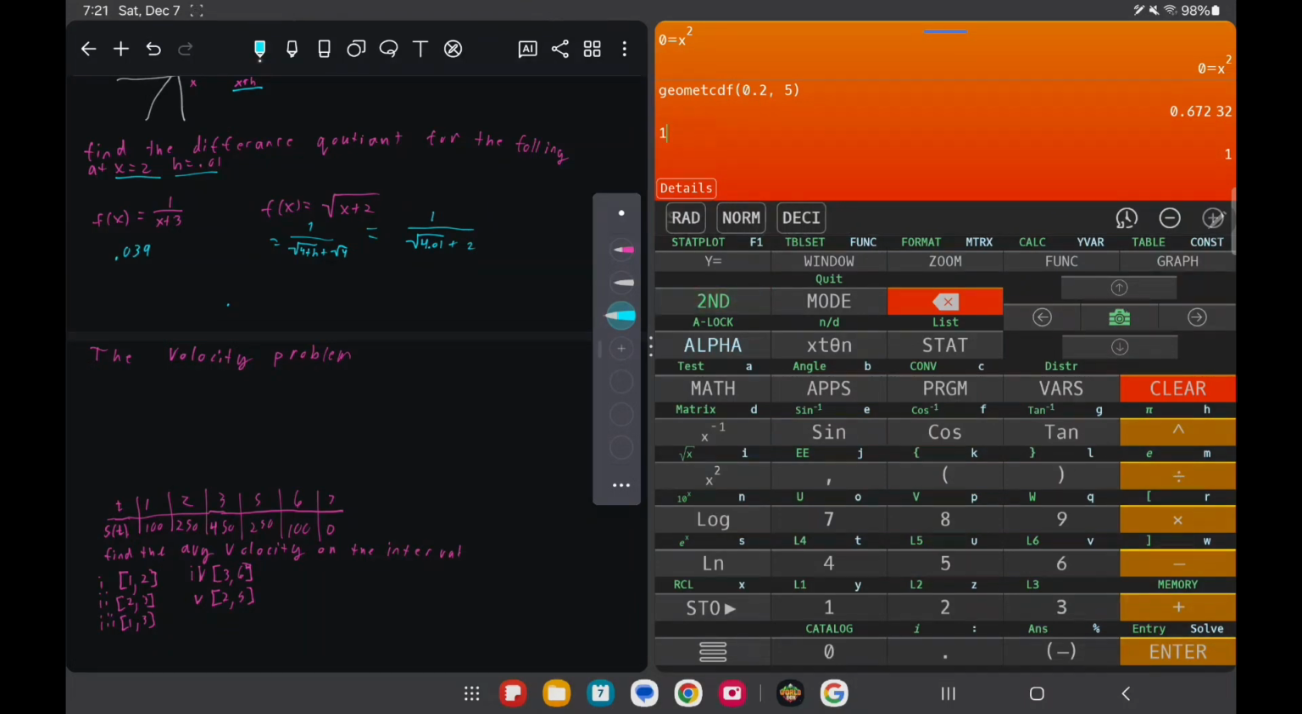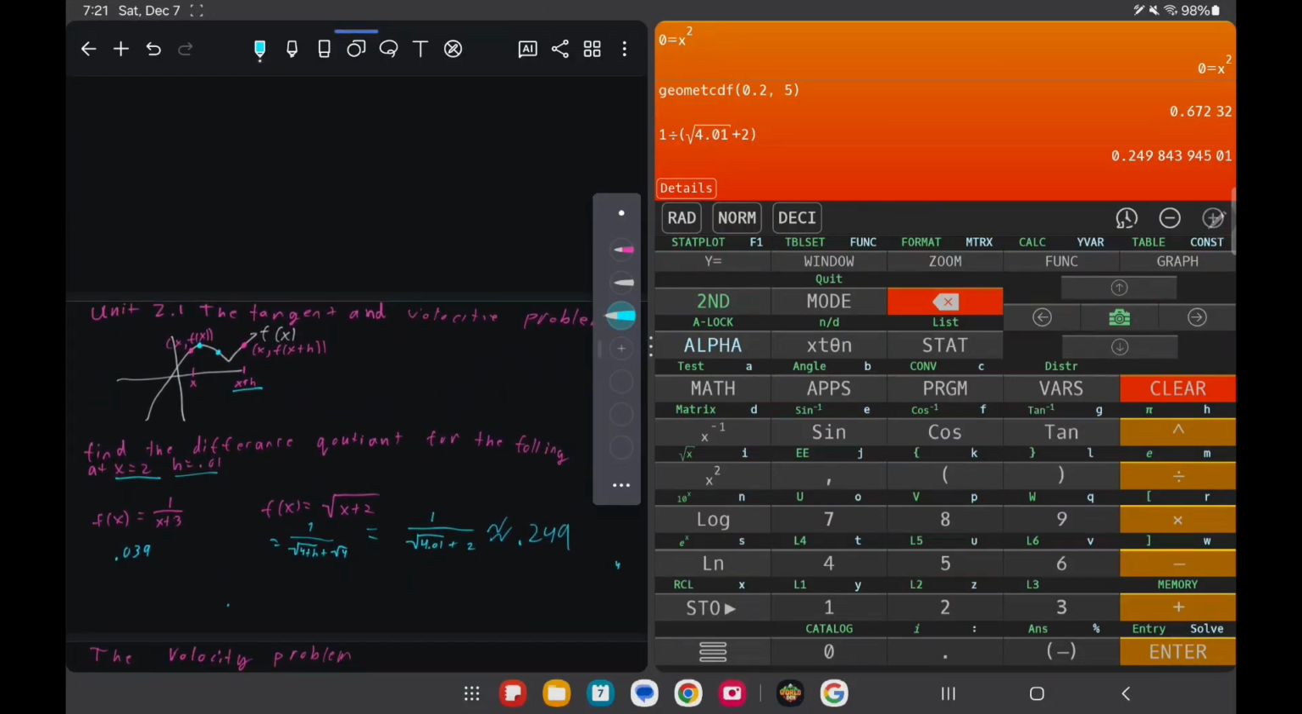So we are going to do 1 divided by, in parentheses, the square root of 4.01, all right, plus 2, and we get an answer of approximately 0.249. That, my friends, is the answer for that problem. All right, give me one more.